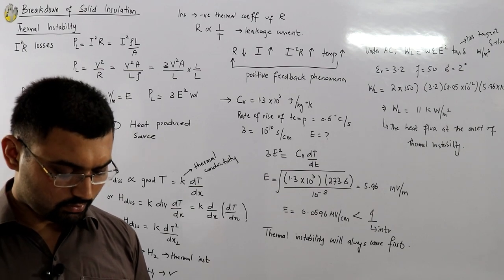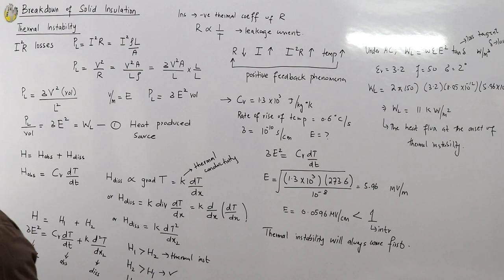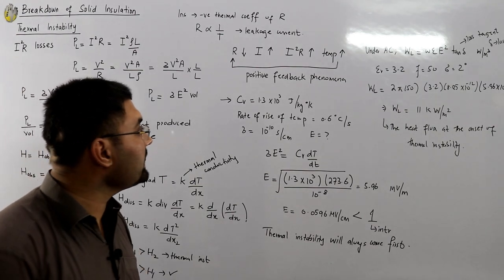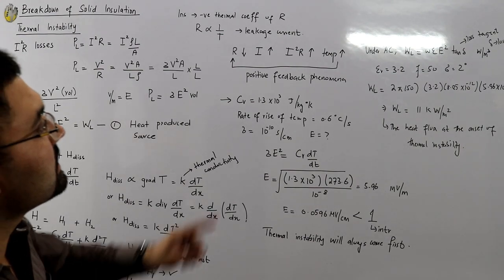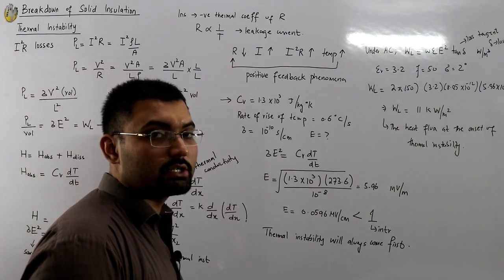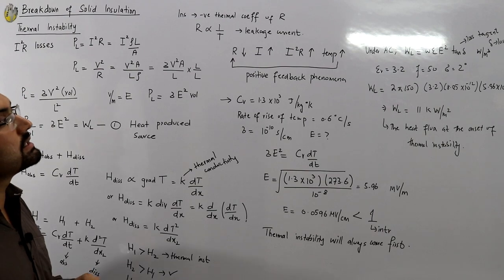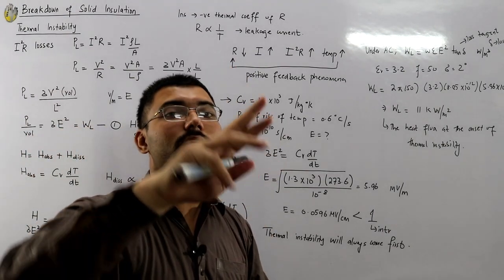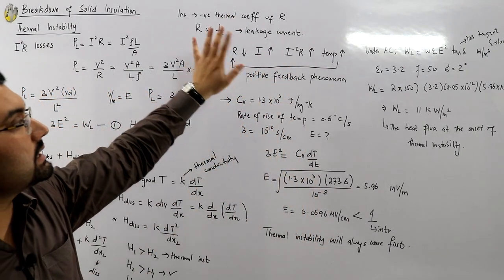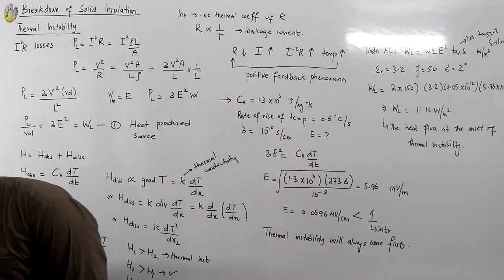Do I have any other point left over here? I don't have any other point. The point that we saw over here was that the resistance decreases with the rise of temperature, the current increases, the I squared R loss further increases, which means the temperature further increases and hence the resistance further decreases, a positive feedback phenomenon.